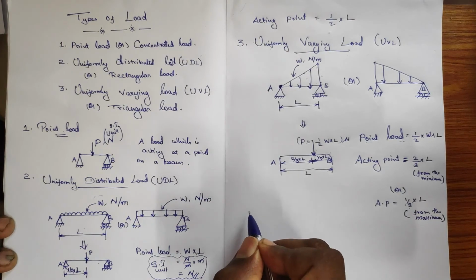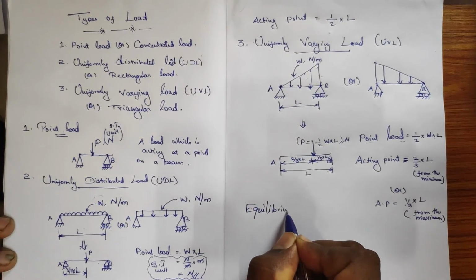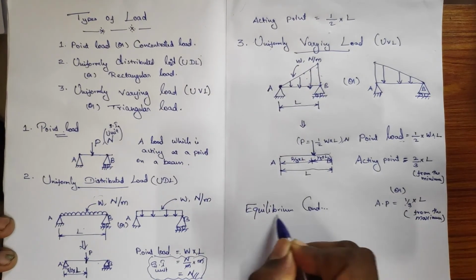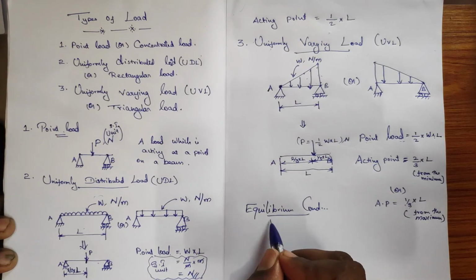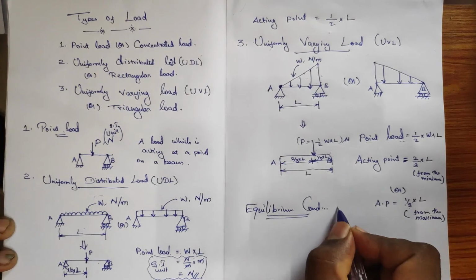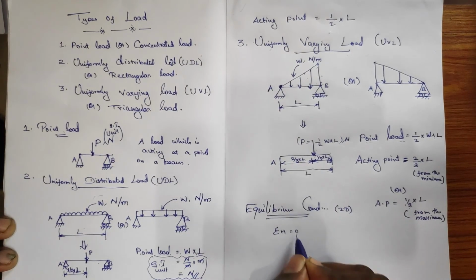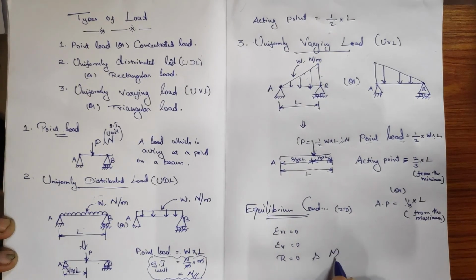And the last one is the equilibrium condition for the rigid body. It is an important one. Okay, so for rigid bodies in 2D, the sum of horizontal forces is equal to 0, the sum of vertical forces is equal to 0, and the resultant force is equal to 0. And lastly, the sum of moments about any point is equal to 0. This is the equilibrium condition for the rigid body.